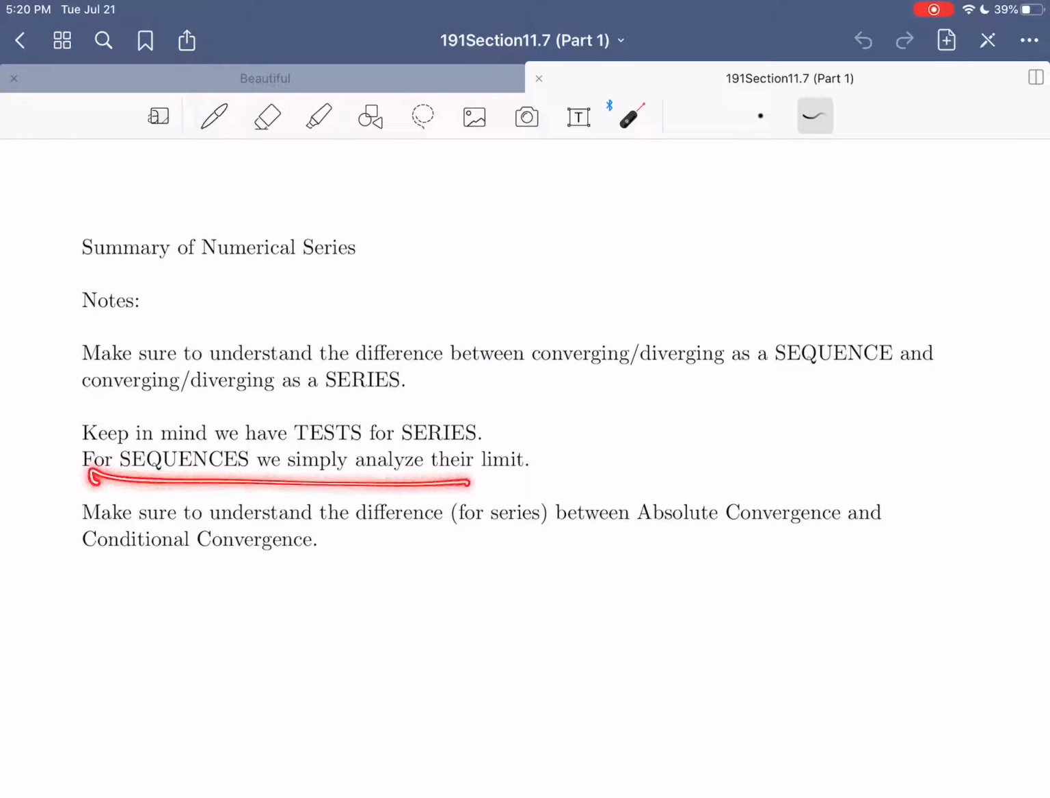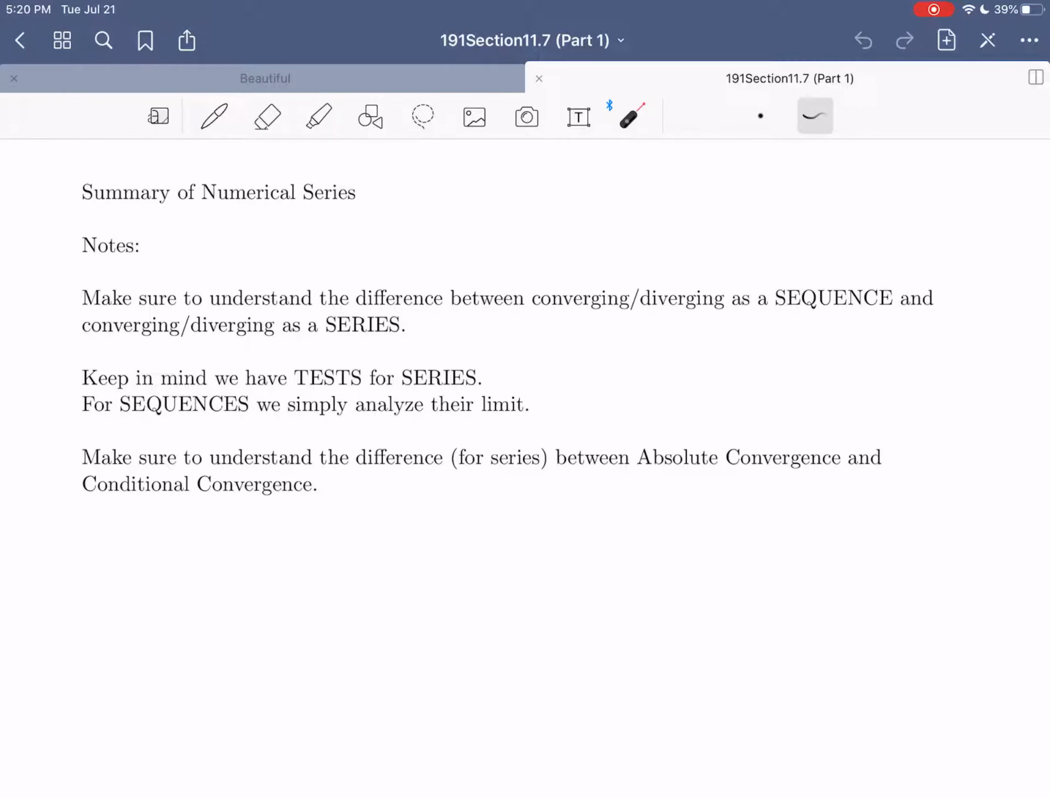For sequences, we don't use tests to analyze them. Instead, for sequences, we simply look at their limit. So just remember that all these tests we've been discussing apply to series. For the behavior of sequences, we're just analyzing the limit. Finally, the other thing we're going to discuss here is making sure that we understand the difference for series, because again, for sequences, we just have convergence or divergence. But for series, we talked about two different types of convergence, absolute convergence and conditional convergence. So we'll discuss that a little bit.